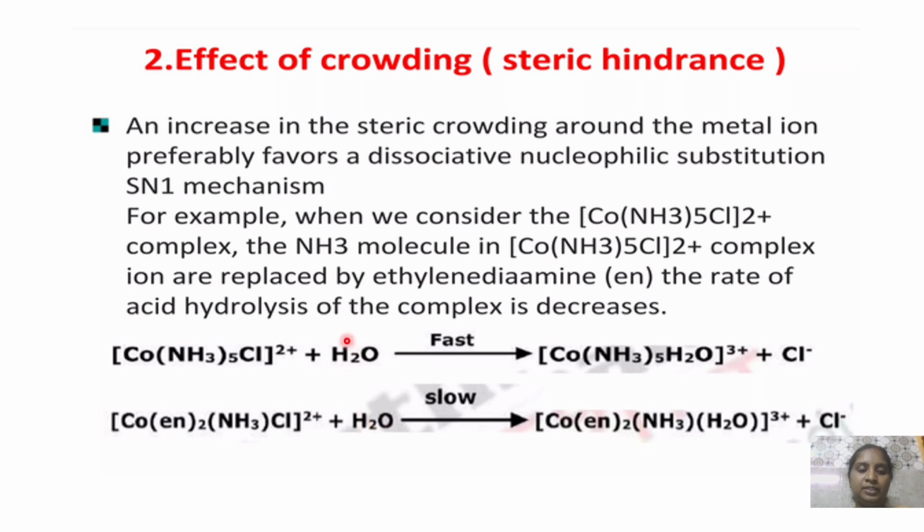In the first case, this is the fast rate of the reaction. The second one is a slow rate of the reaction. Why? Fast rate means there is no steric ligand here; simple ligands are placed there. In the second case, en, which is the steric ligand, ethylene diamine, is a bidentate ligand. Since in the first one all the ligands are monodentate, the bidentate causes some steric hindrance to the metal atom, so the reaction is slow. The second factor results from steric hindrance.